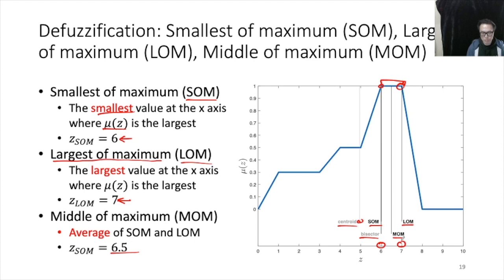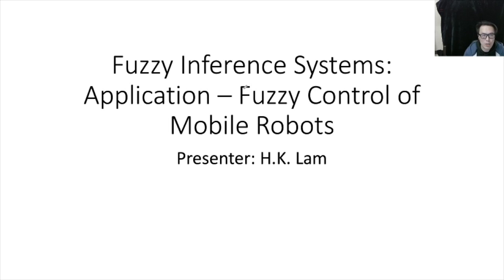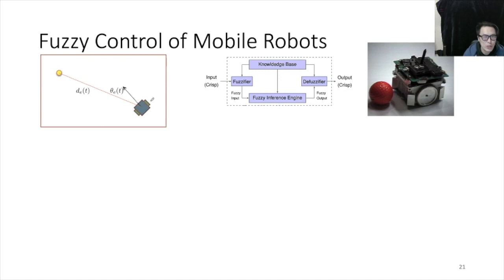Okay, so take a look at this fuzzy inference system. That is about an application for fuzzy control of a mobile robot. Now, this is the mobile robot. We consider a two-wheeled mobile robot as in the picture. So right here, we have two wheels on both sides, one wheel on each side.